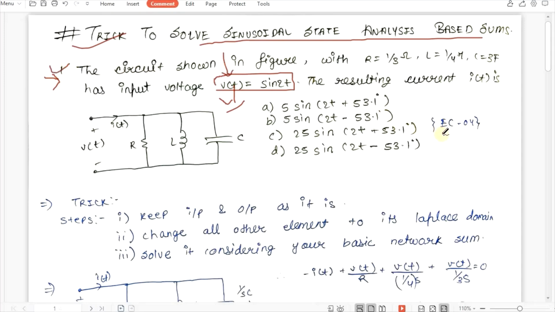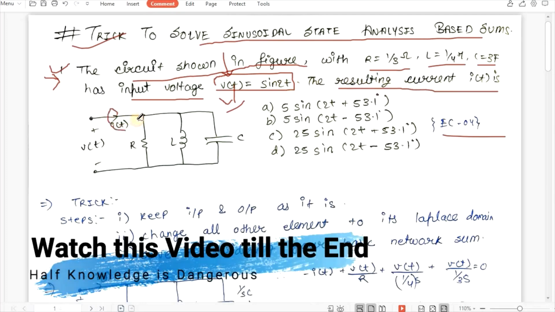This sum is from EC 2004 and the question says that the circuit shown in the figure with R equals 1 by 3 ohm, L equals 1 by 4 Henry, C equals 3 Farad has input voltage V of t equals sin 2t, and we have to calculate the resulting current I of t. Basically we have to get our I of t, and V of t is present here.